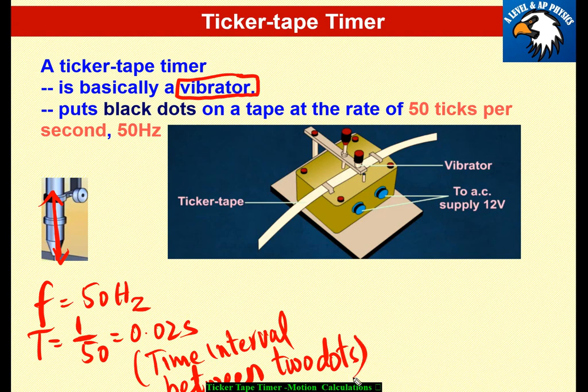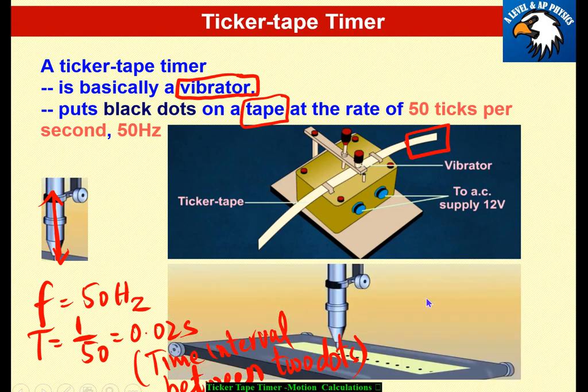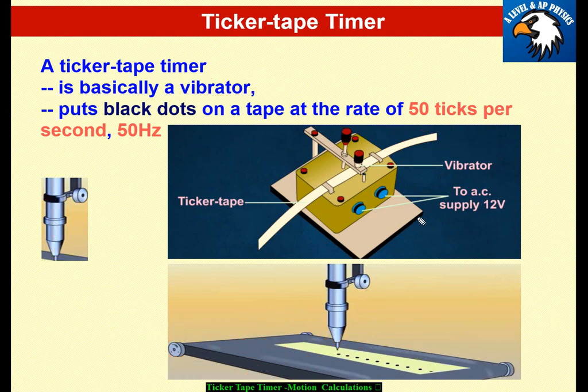Basically what ticker tape timer does is it just puts dots on a piece of paper. That piece of paper is called tape, as you can see here. This is the tape. This is also one way of looking at the tape timer if you are not clear about this. So this is the tape and this is a piece of paper. This one is what we call tape. And this is the vibrator.